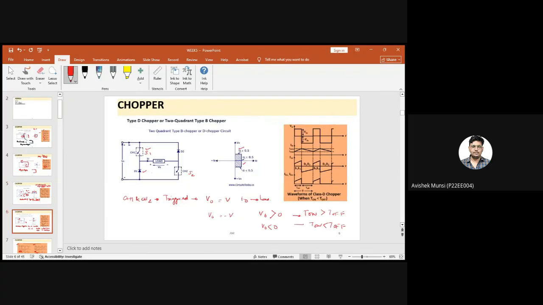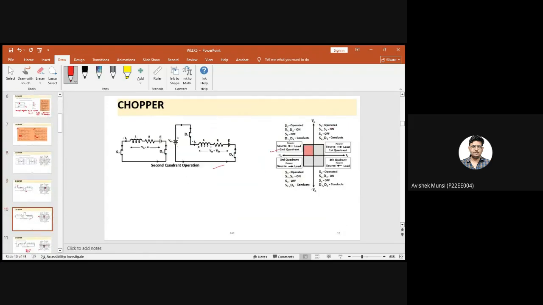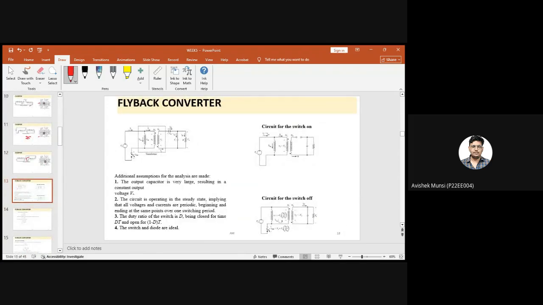Fine. Now we are moving into the discussion of the isolated type of converters. So what happens in an isolated type of converter? Basically, we have an isolation transformer between the input and output. We have isolation by means of a transformer. So in the case of the flyback, we use a transformer that we call the flyback transformer.